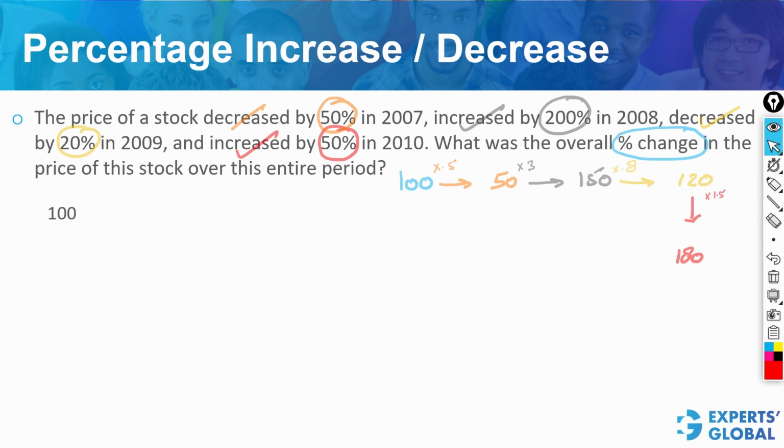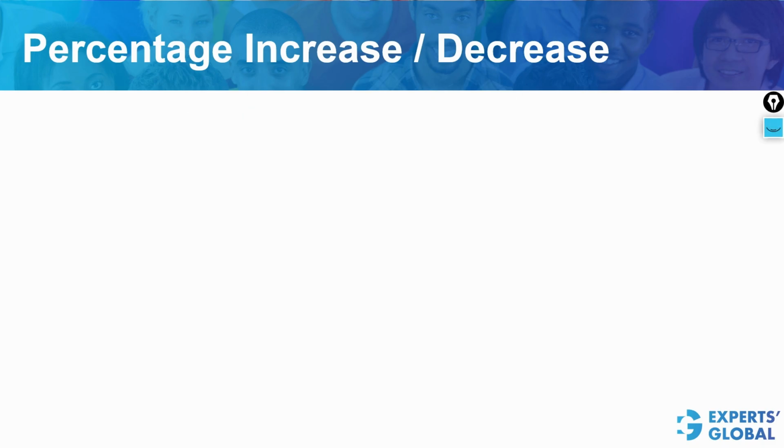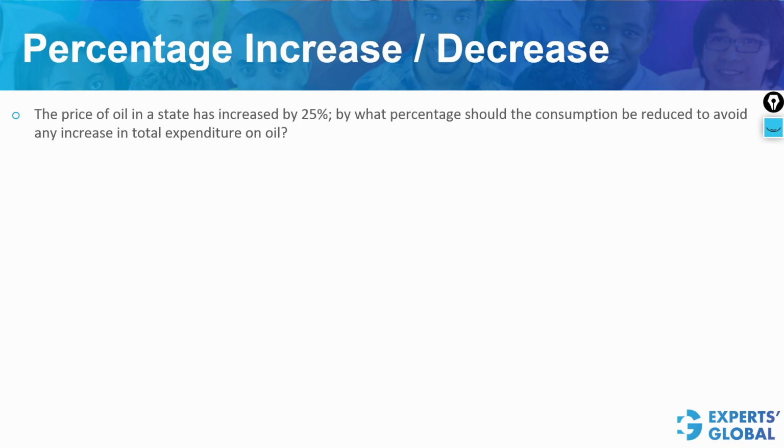So we see 100 became 50, became 150, became 120, became 180. Overall, 100 became 180. Therefore, overall, there is an 80% increase in the price of this stock over this entire period. Look at this example here. You will see that now it's about multiple variables here.